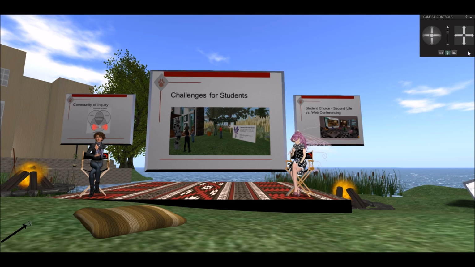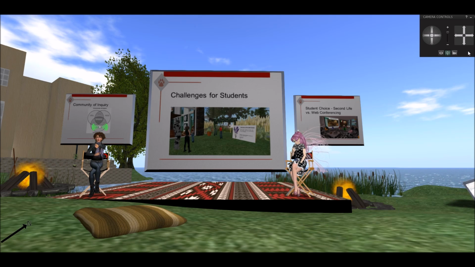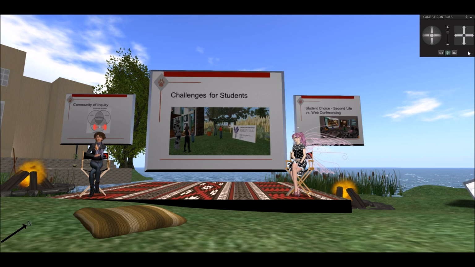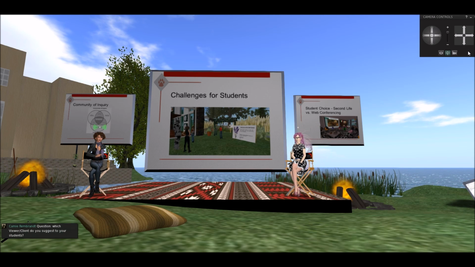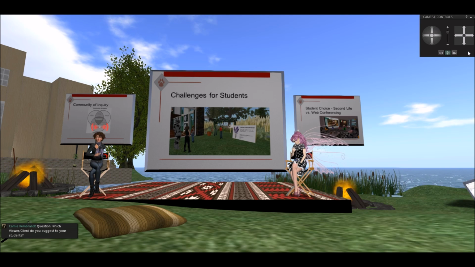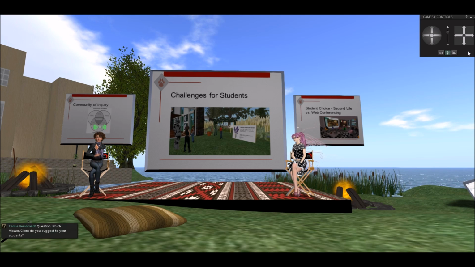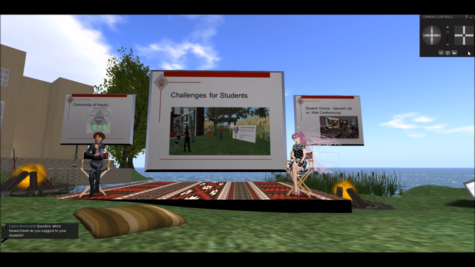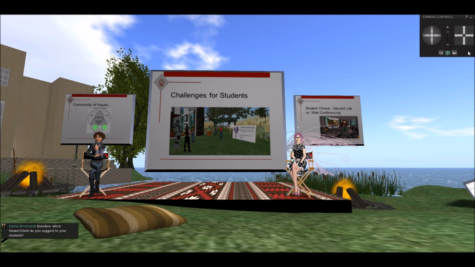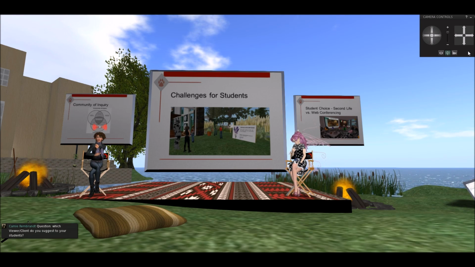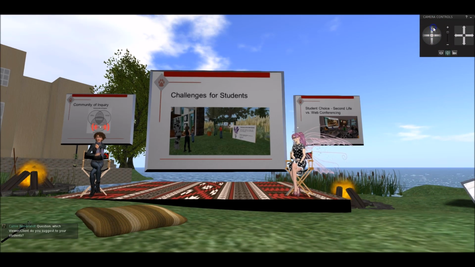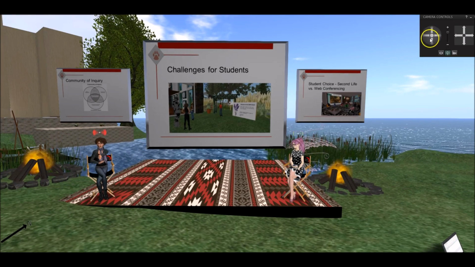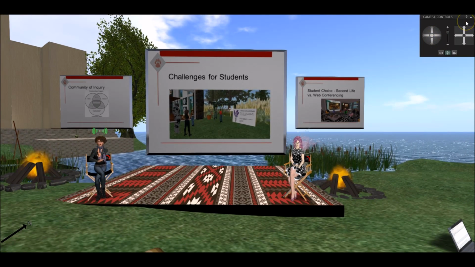But what I found fascinating was the students actually said they had better sound and crashed less. I don't know that they actually crashed in web conferencing, but perhaps they just were not able to hear and not able to access things. Maybe they did crash out of the session, but I don't remember that very often. But they kept saying that Second Life was better as far as their being able to access and being able to hear and move around.